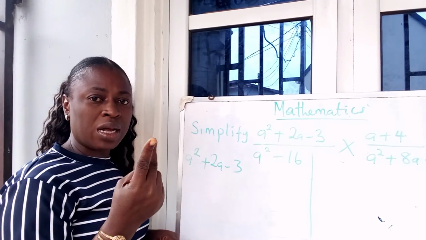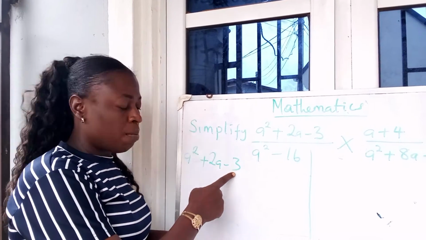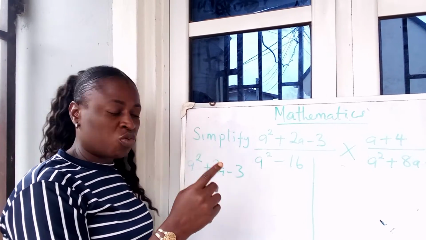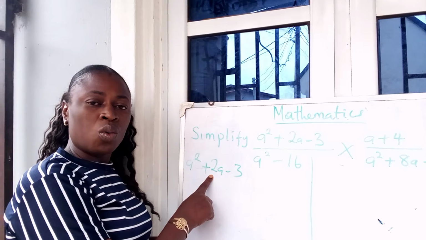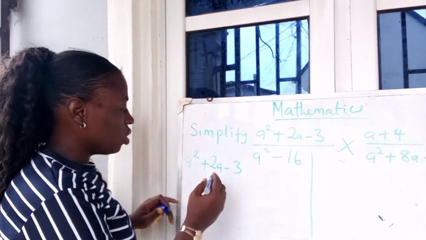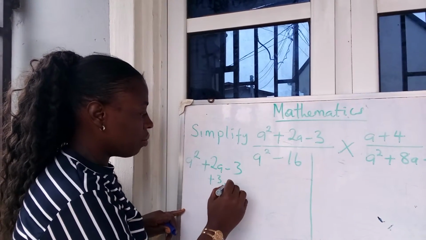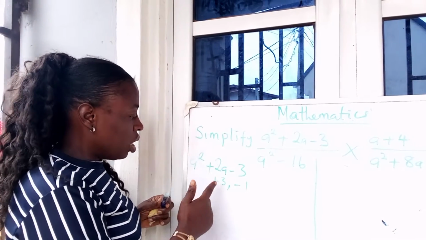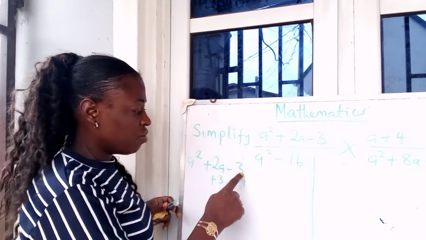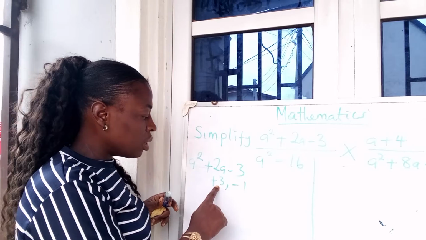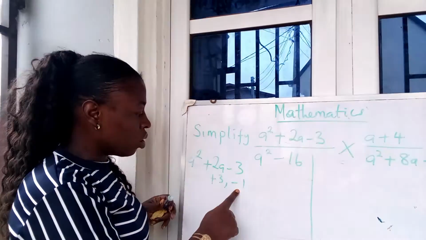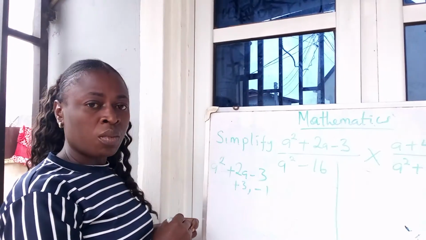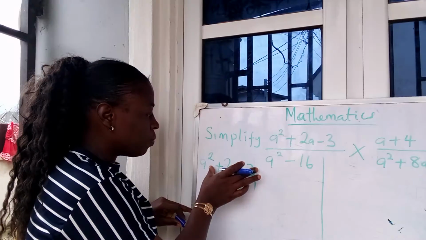We think of two numbers that when we multiply, we get minus 3. When we add or subtract, we get what? Plus 2. What are the two numbers? The two numbers are what? Plus 3 and minus 1. Because 3 times minus 1 will give me minus 3. Then 3 minus 1 will give me what? 2. So we now expand it.